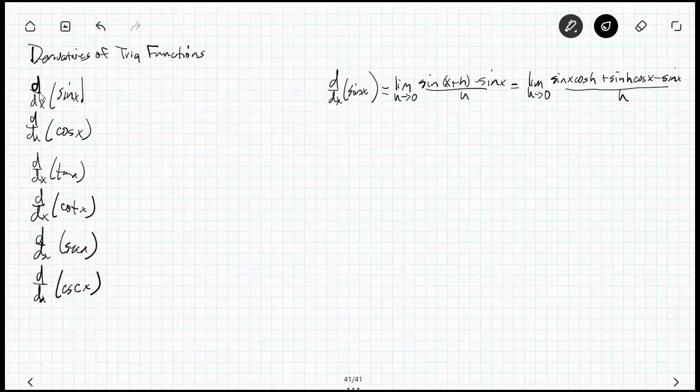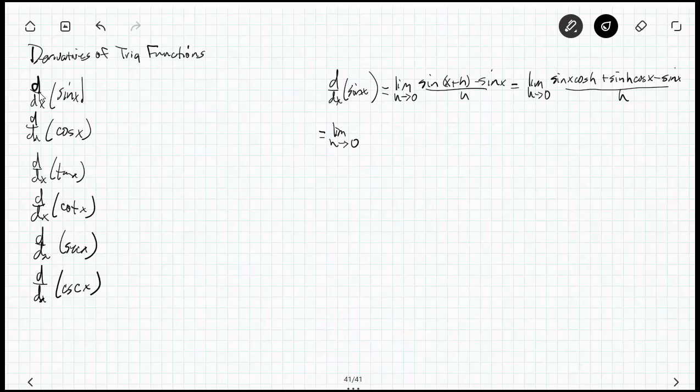Do I need to keep doing stuff? Well, yeah, because let's look. As h goes to 0, cosine of h is 1, so I get sine x. As h goes to 0, sine of h is 0, so that's 0. So I get sine x minus sine x, which is 0, over 0. Crud. Got to keep working. So let's do a little bit of algebra here, and let's see what happens.